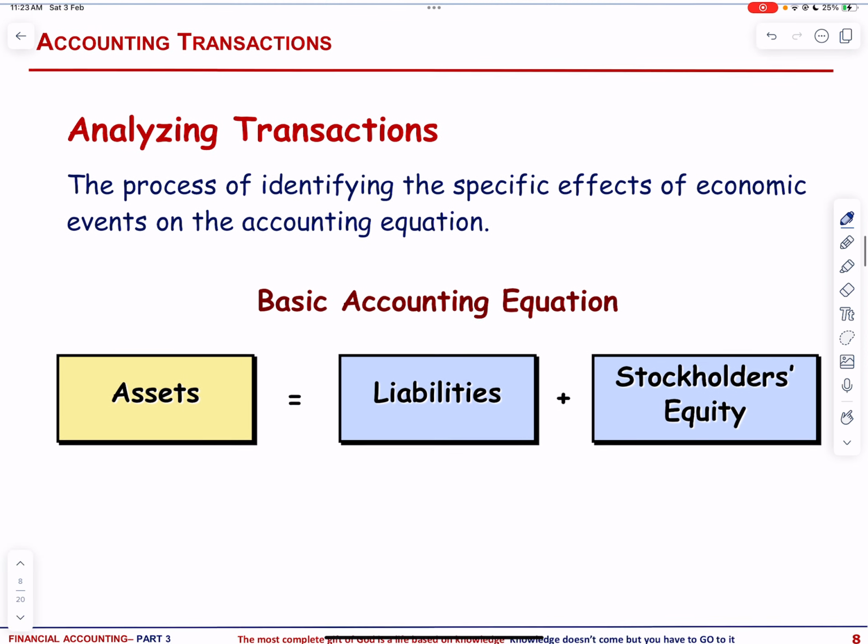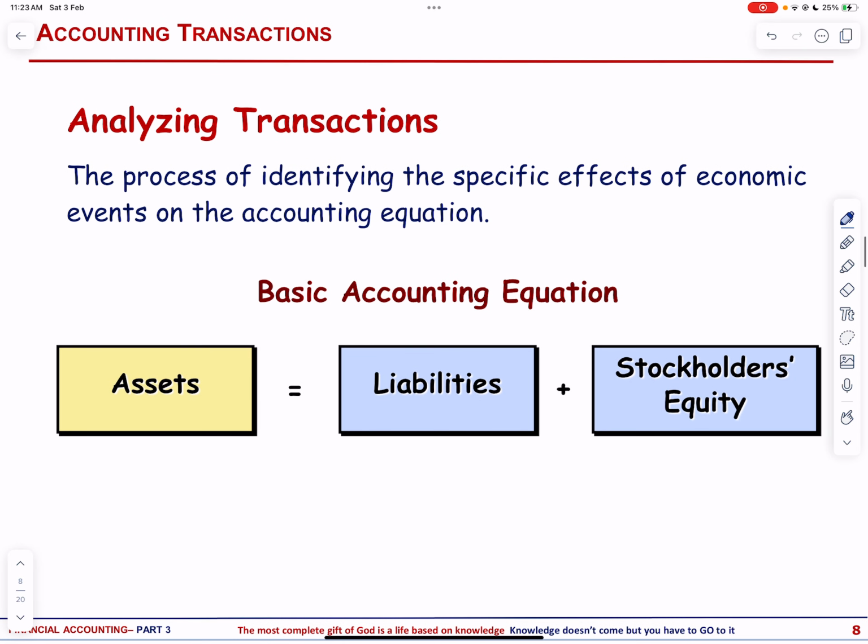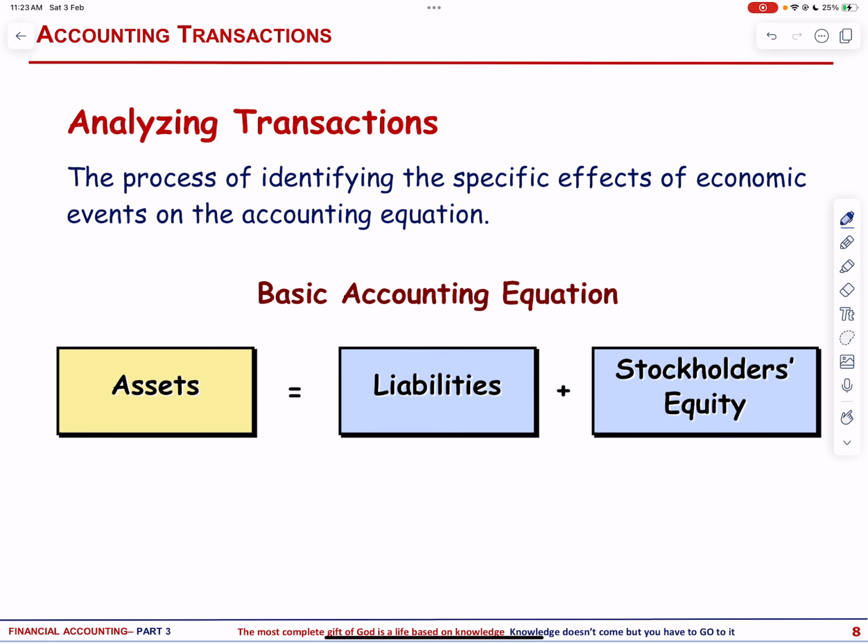Now, analyzing the transaction is the process of identifying the specific effect of an economic event on the accounting equation, whether the effect is on asset or liability or stockholder equity, or it is a combination of these three different components of the accounting equation. But having said that, two things have to be always kept in mind: there is a dual effect. So it is not affecting one time, it is going to affect two times.